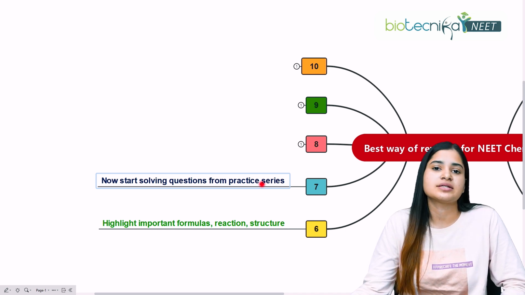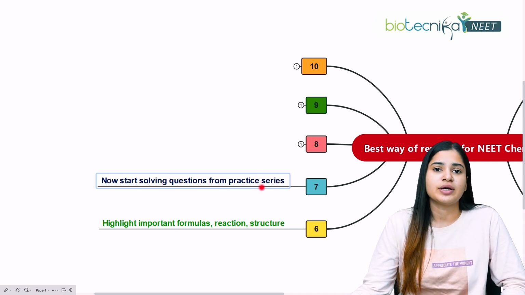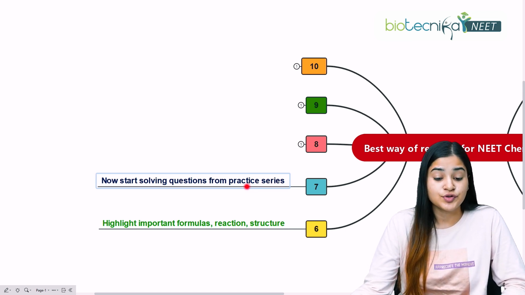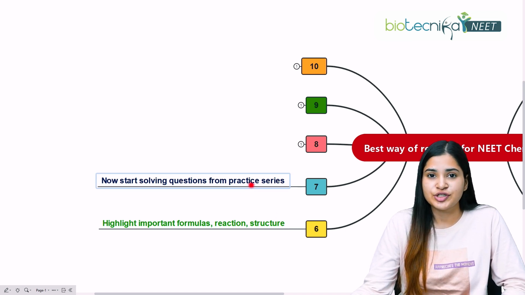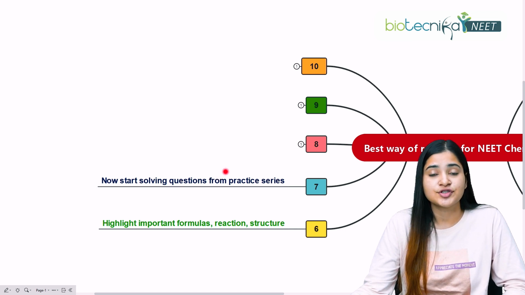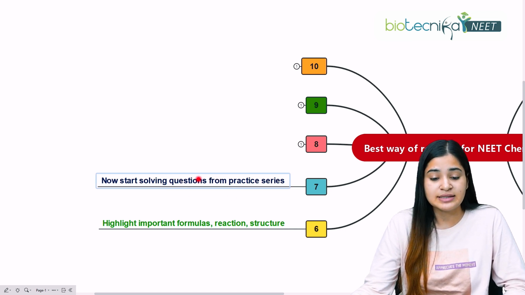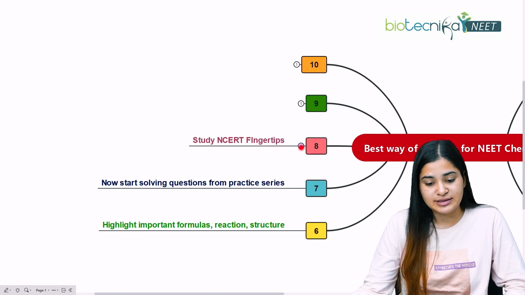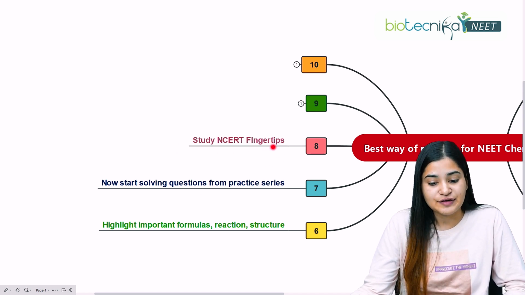You can get the practice series from the coaching center, you can get it from any book, you can solve mock series online, whatever is convenient for you, do that, because solving questions will ultimately help boost your score. So now you have completed one phase of revision, and the next phase of revision implies practicing questions, solving the questions. The 8th point that is important is to study NCERT Fingertips.